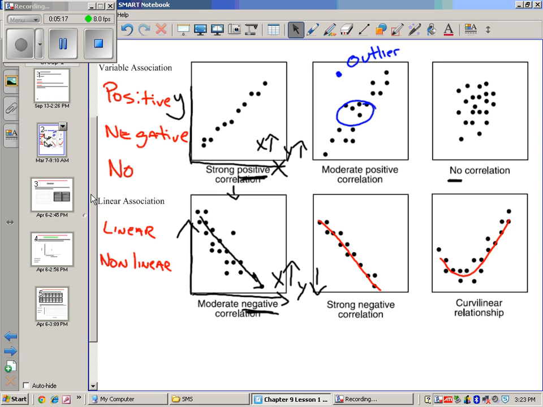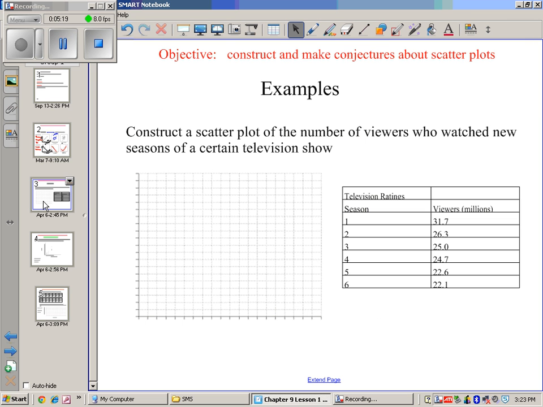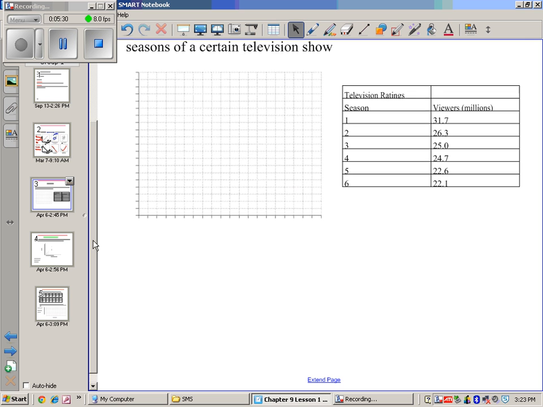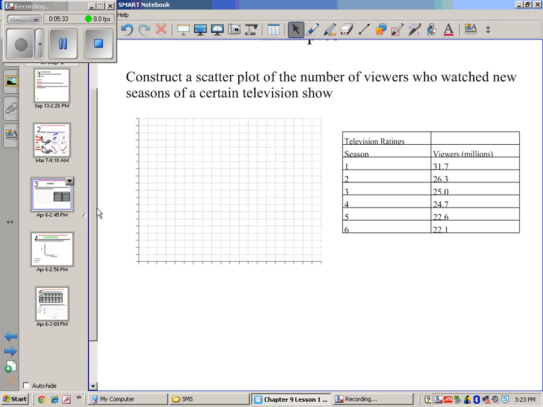Okay, now let's move on to our next slide, which is an example. Construct a scatter plot of the number of viewers who watch the new seasons of a certain television show. You see we have our data in our table, as well as an empty graph. First you have to label your graph. We'll put seasons on the x-axis.